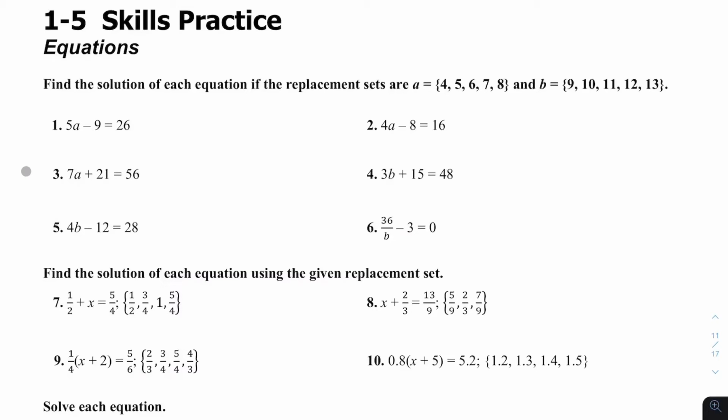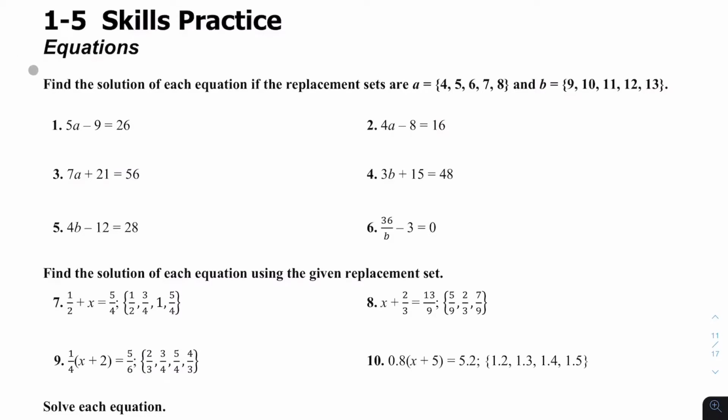Hello everyone, in this video we're going to talk about equations. And you can see that right here at the very start we have lots of equations. We have 5a minus 9 equals 26. And we are not going to just solve the equation.